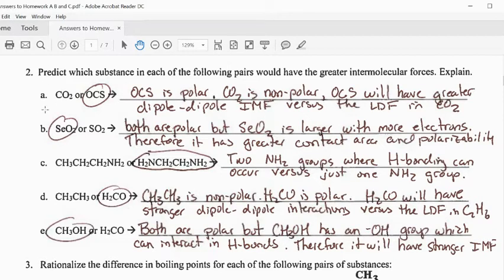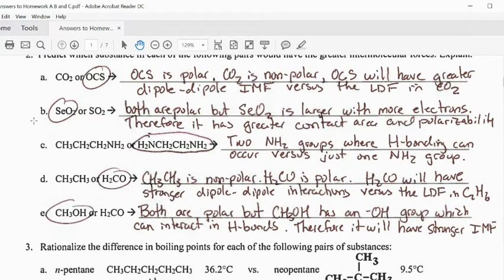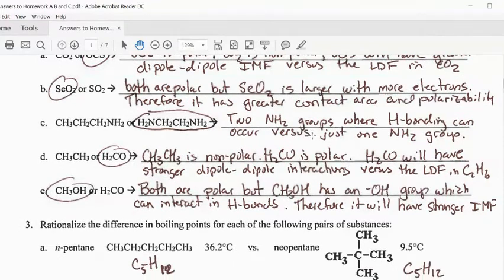So A, you have CO2 and OCS. CO2 is nonpolar, OCS is polar, so it would be stronger because dipoles have stronger intermolecular forces. Also, you have to factor in the mass. OCS has a slightly higher mass. SeO2 versus SO2. SeO2 and SO2 are both polar, but selenium is a larger atom than sulfur, so there's more electrons. So not only is it more polar, but with more electrons and more energy levels, it's also more polarizable. So SeO2 would probably have stronger bonding between it.